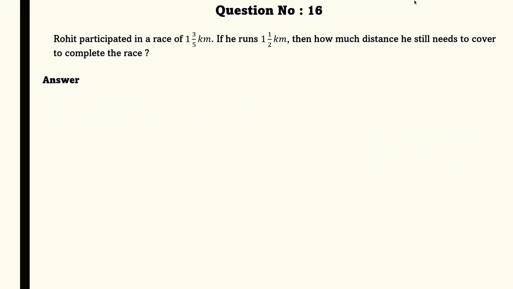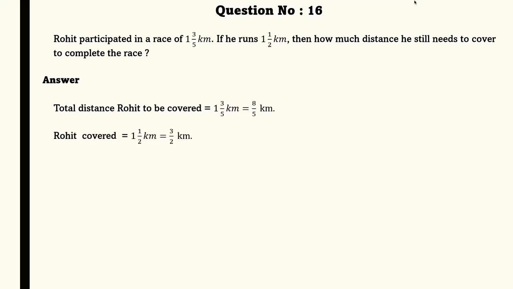Question number 16. Rohit participated in a race of 1 3 by 5 kilometers. If he runs 1 by 2 kilometers, then how much distance he still needs to cover to complete the race? Total distance Rohit has to cover is equal to 8 by 5. Rohit covered 3 by 2 kilometers. So distance Rohit still has to cover is equal to 8 by 5 minus 3 by 2, which is equal to 1 by 10 kilometers.